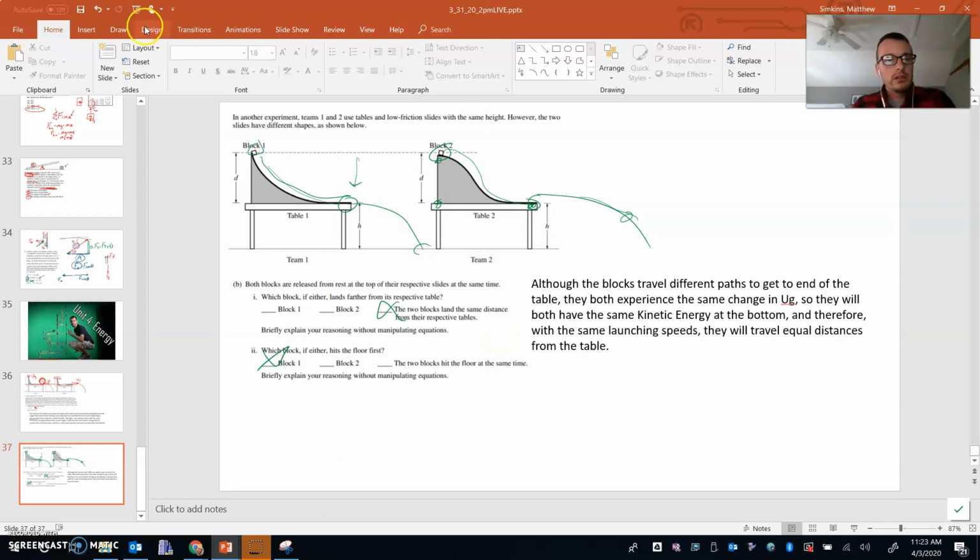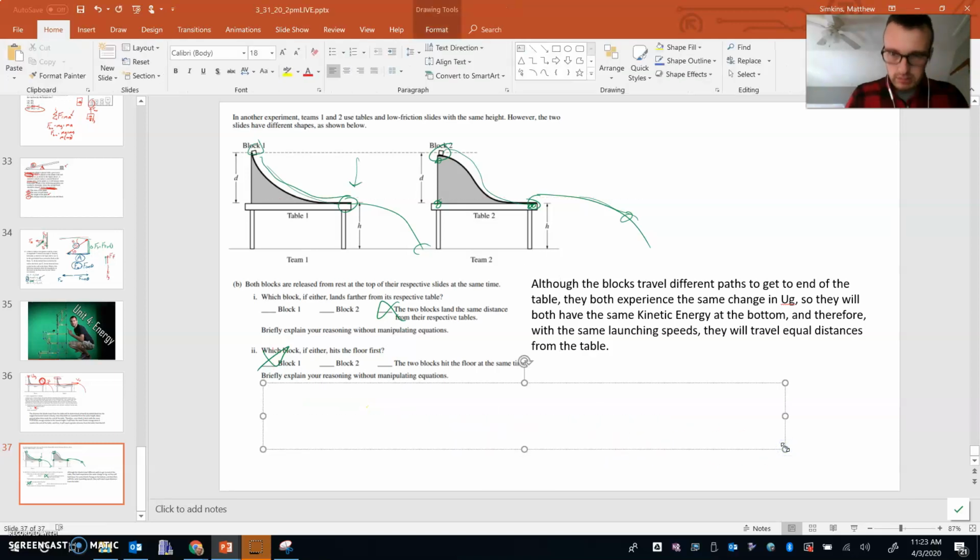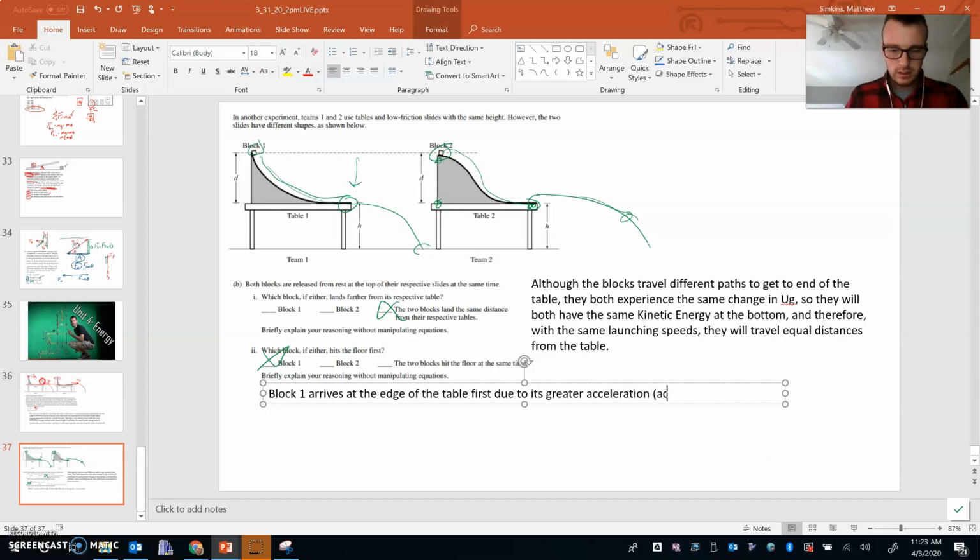Now, this can be a little tricky to explain, but let's try to keep it as concise as possible because it does say briefly explain your answer. So let's do it as briefly as possible. I'm going to say something like, block 1 arrives at the edge of the table first due to its greater acceleration according to the shorter path it travels.